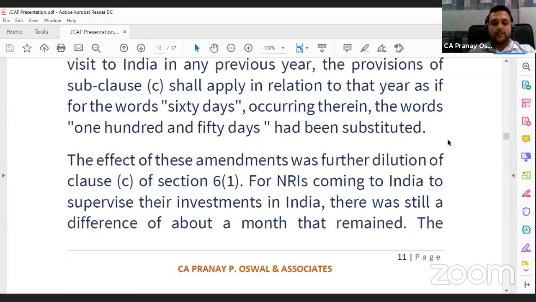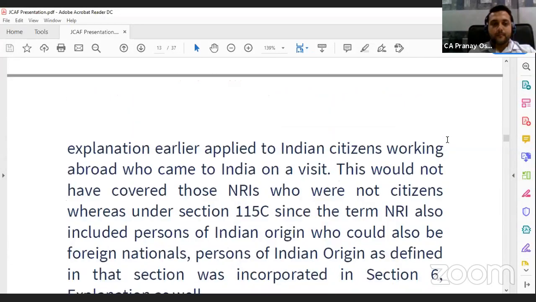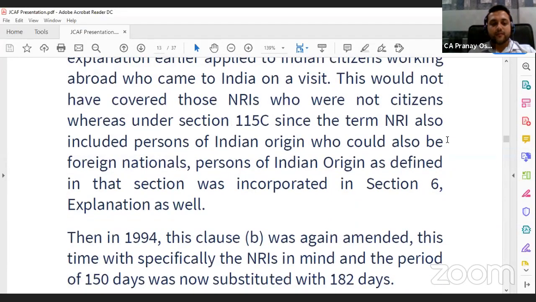Basically, the effect of these amendments was further dilution of clause C of section 6(1). For NRIs coming to India to supervise their investment in India, there was still a difference of about a month that remained. The explanation earlier applied to Indian citizens working abroad who came to India on visit. This would not have covered those NRIs who were not citizens, whereas under section 115C, since the term NRI also included persons of Indian origin who could also be foreign nationals, the person of Indian origin as defined in that section was incorporated in section 6 as well.